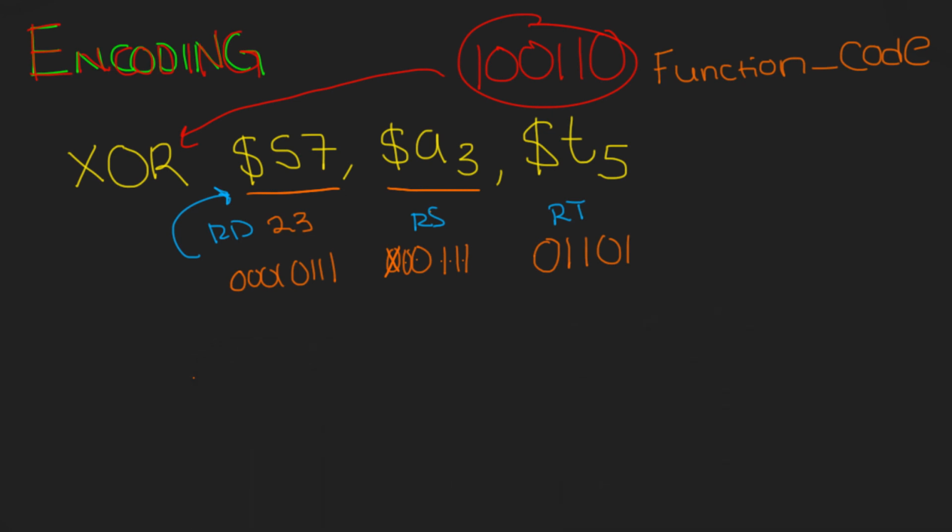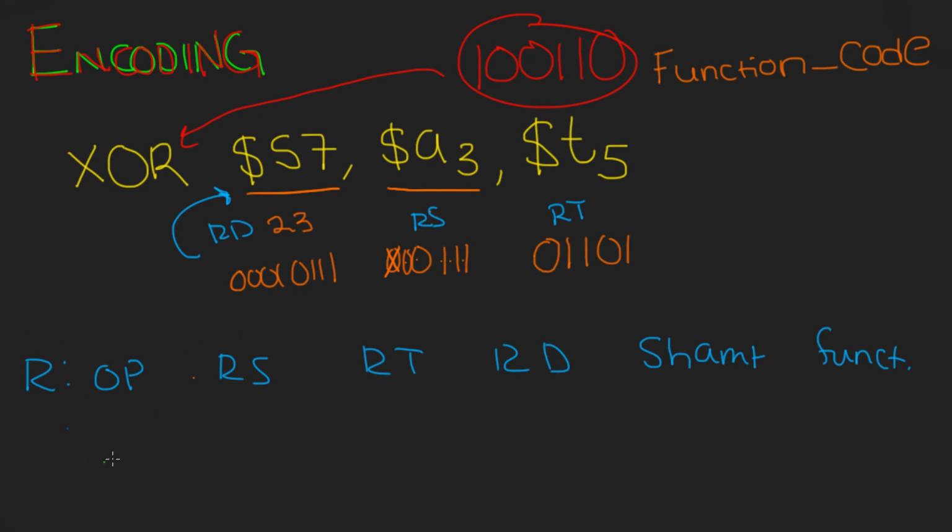So we need to know that when we encode our instructions, they follow the format that we have the opcode first, then we put the RS, then we put the RT, then we put the RD, and if the shift amount is present, we put the shift amount, and then we put the function code last, in this order. So let's go ahead and fill these out.